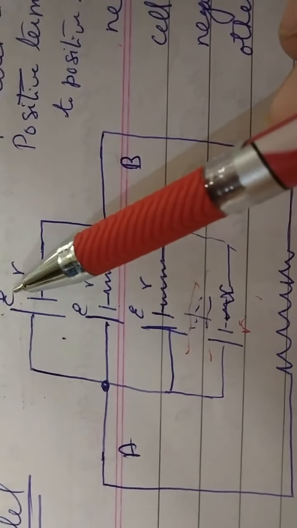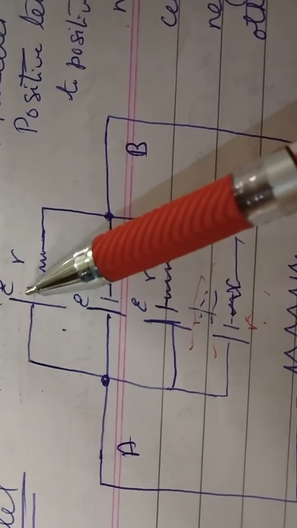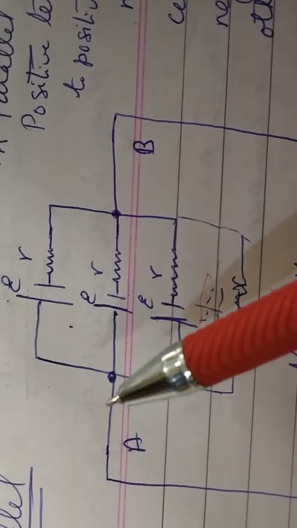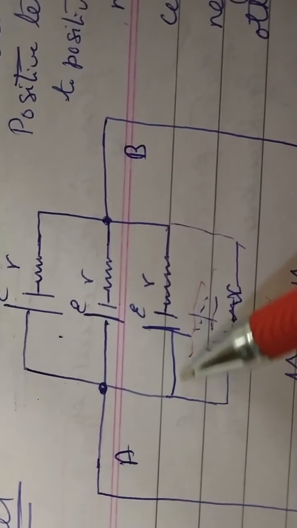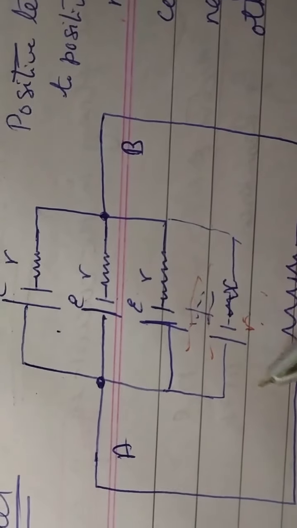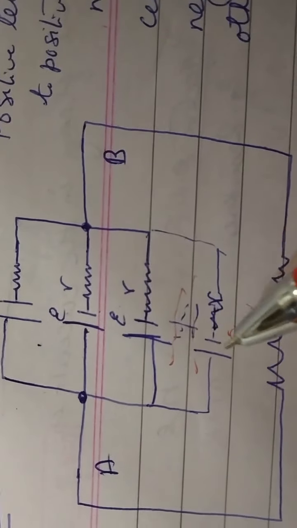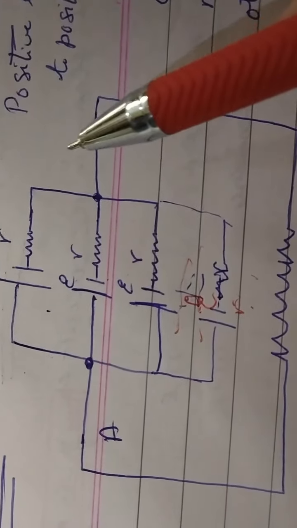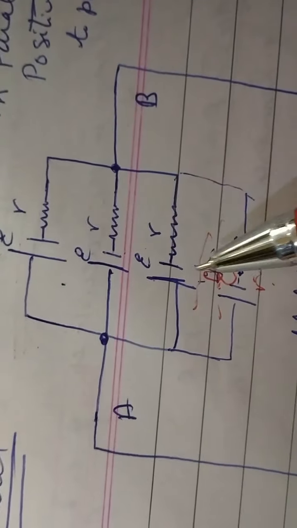And what will be the net EMF here? Net EMF will remain E only, because if the charge moves from the path of the first cell, it will get the energy E. If it moves through the second path, then also it will get the energy E. If it moves through the third path, then also it will get the energy E. If it uses the last one, the nth, then also it will get the energy E. So it will get the energy E in any path the charge moves. So net EMF will remain E only.